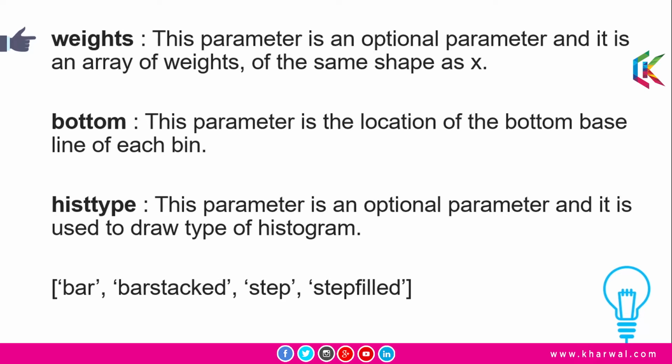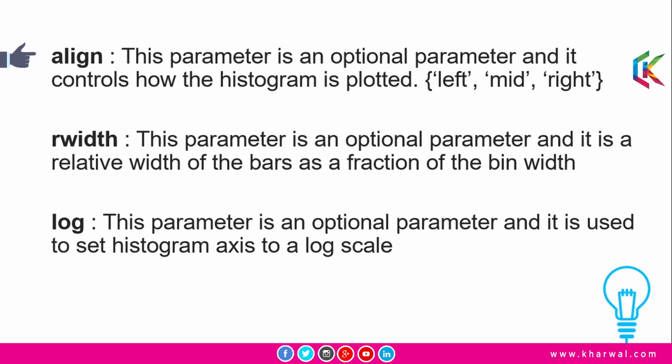The histtype parameter is used to draw the type of histogram and it is also an optional parameter. The values for histtype can be bar, barstacked, step and stepfilled. The align parameter is also an optional parameter and it controls how the histogram is plotted. These are the three values for align: left, mid and right.